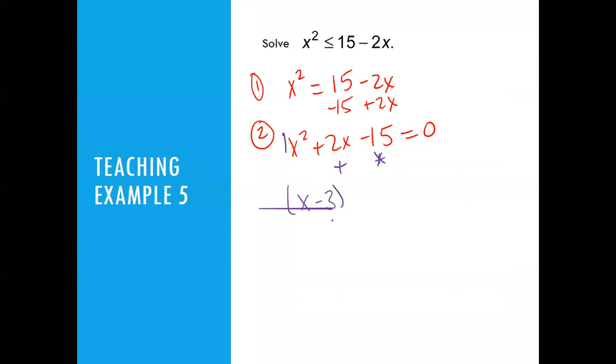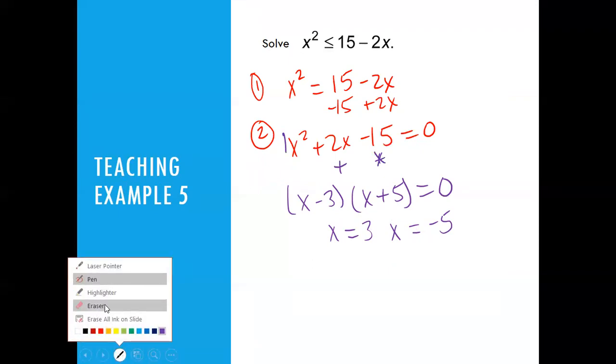5 and negative 3. There we go. My pen did something real weird. So we have x minus 3 times x plus 5 equals 0. So therefore, our solutions would be x equals 3 and x equals negative 5. That's because 3 minus 3 is 0 and negative 5 plus 5 is 0.